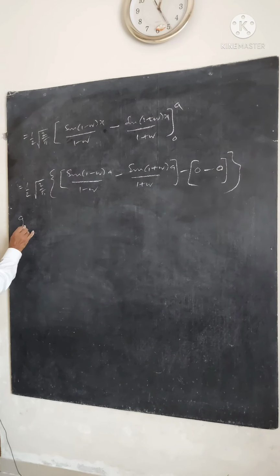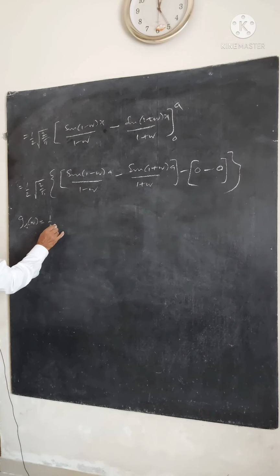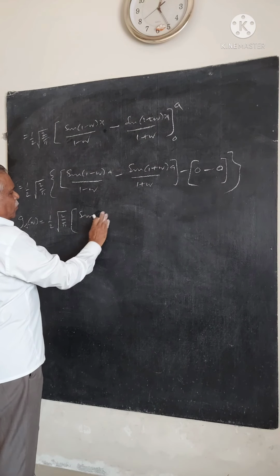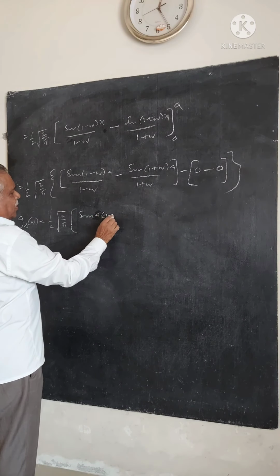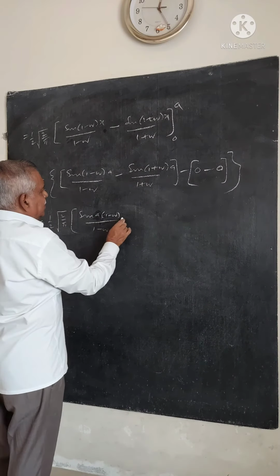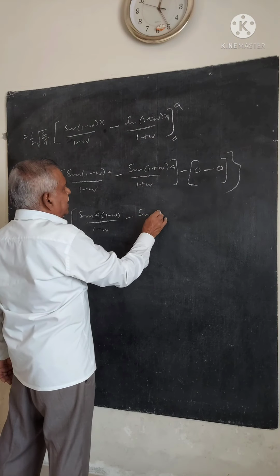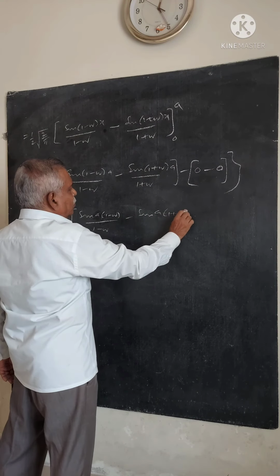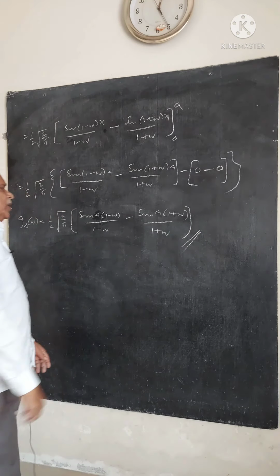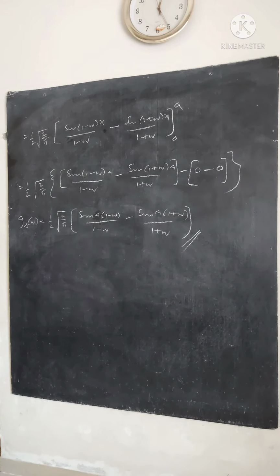So Gs of omega, the sine transform, equals 1 by 2 root of 2 by pi, sin((1 minus omega) a) by (1 minus omega) minus sin((1 plus omega) a) by (1 plus omega). This is the Fourier sine transform.